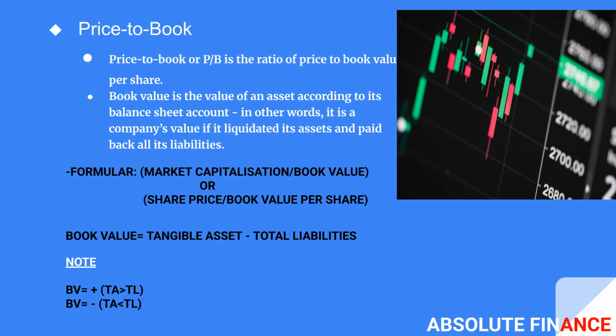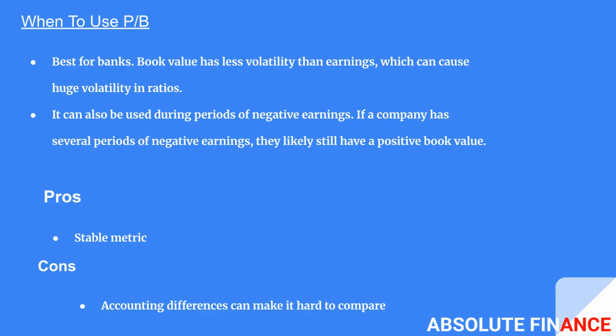This is the ratio of price to book value per share. Book value is the value of an asset according to its balance sheet. The formula is market capitalization divided by book value or share price divided by book value per share. The PB ratio is best for banks and can be used during periods of negative earnings, since book value tends to be less volatile than earnings. It is a stable metric, but accounting differences can make comparisons difficult.